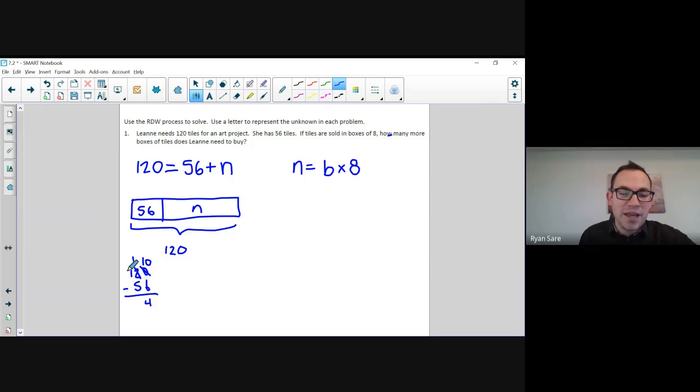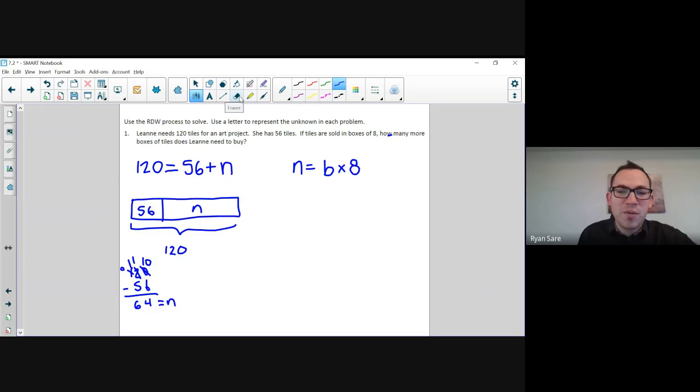1 minus 5 I can't do, so I'm going to make another exchange. Now I have 0 hundreds and 10 more tens, so 11 tens minus 5 tens. 64 is going to be equal to N. Now, anywhere that I see an N, I can cross it out and put 64. Right here, I can put 64. Right here, I can put 64. And that's the advantage of using the variable.